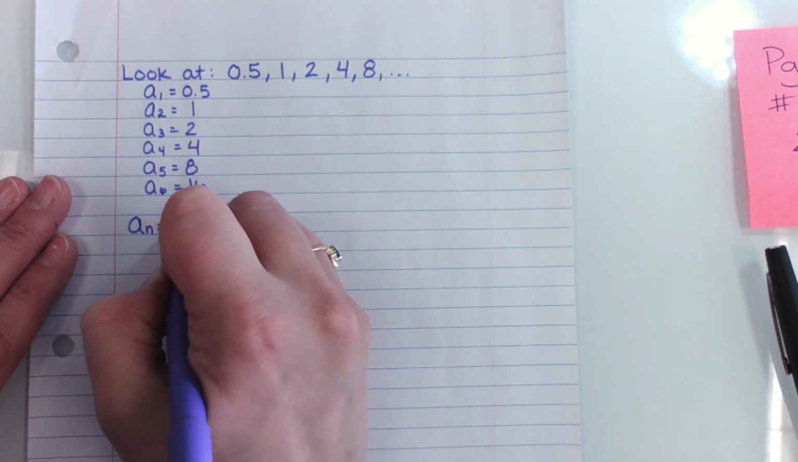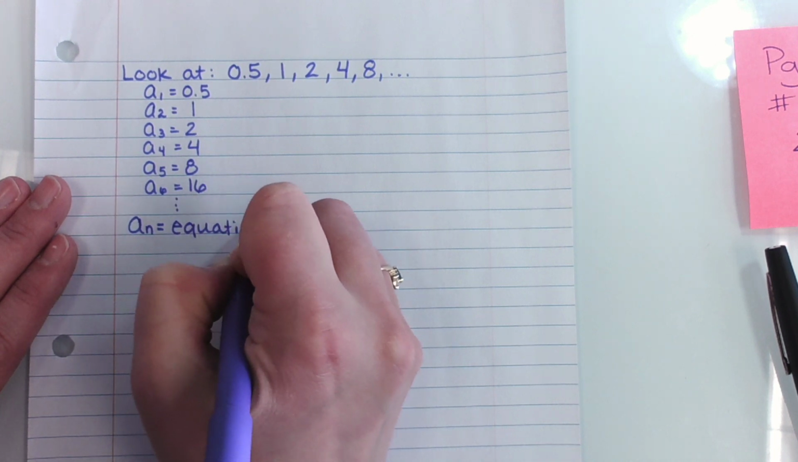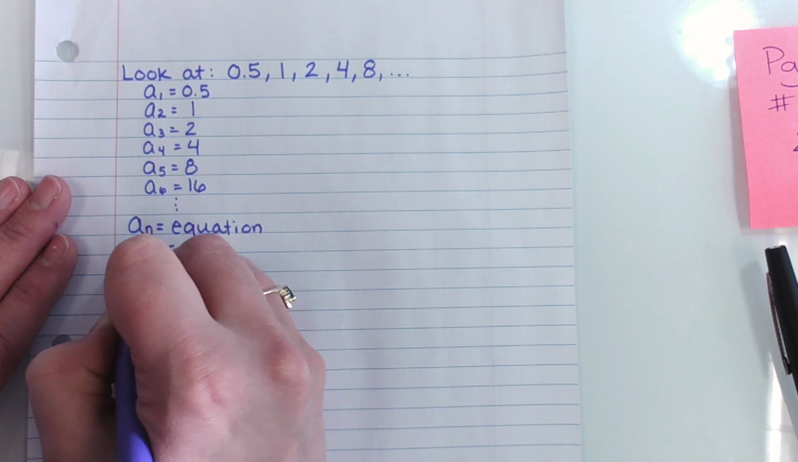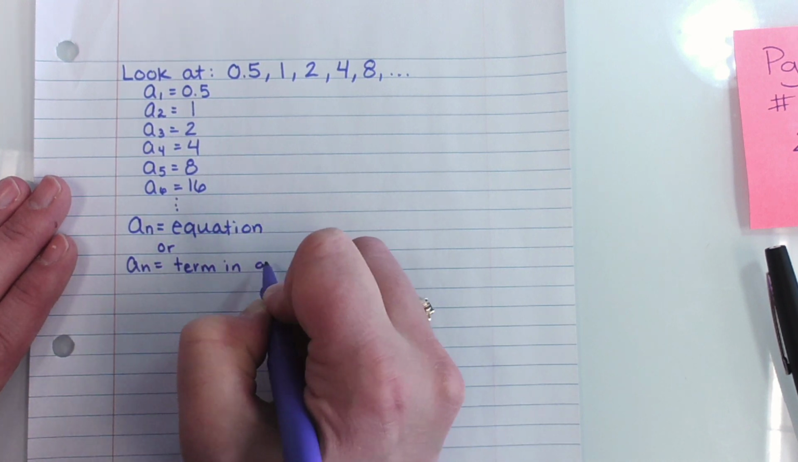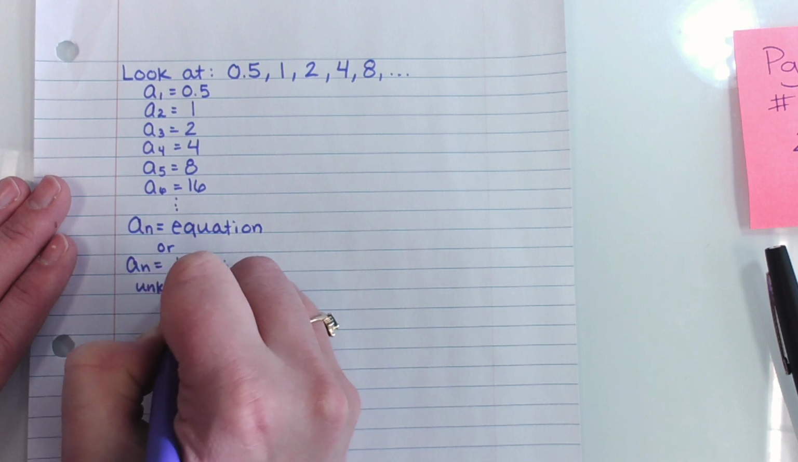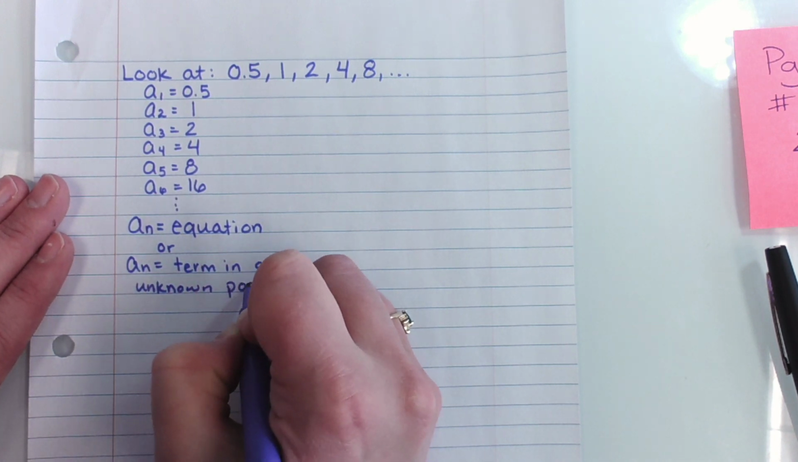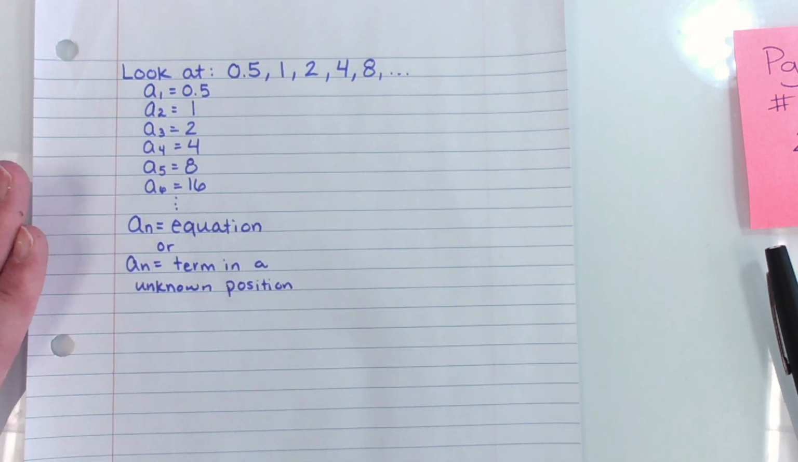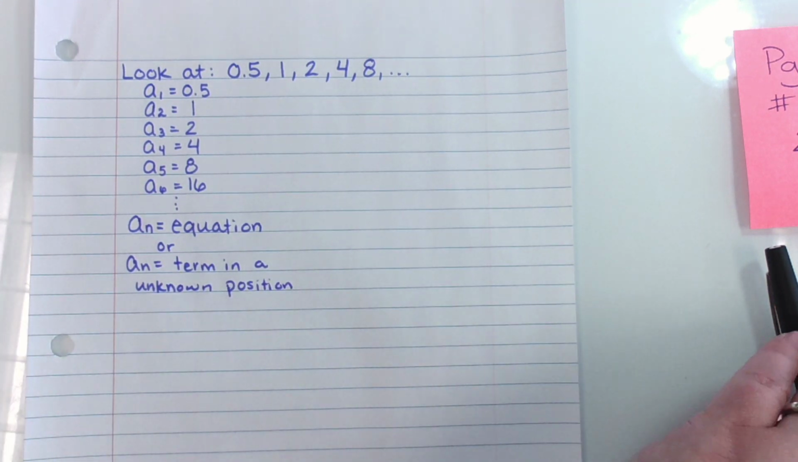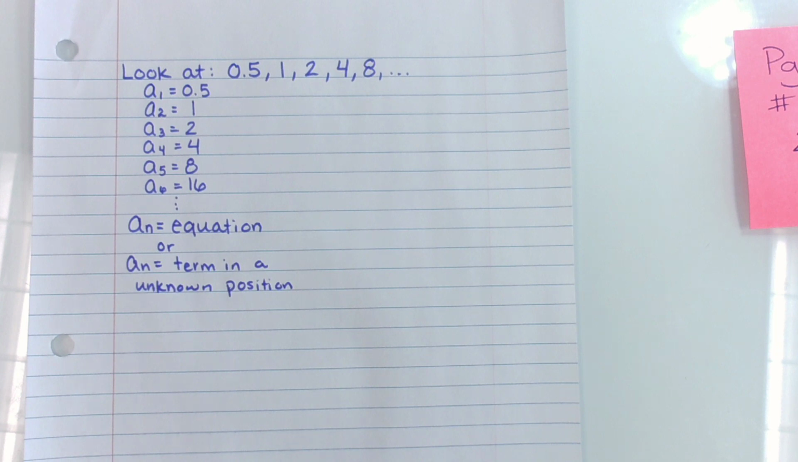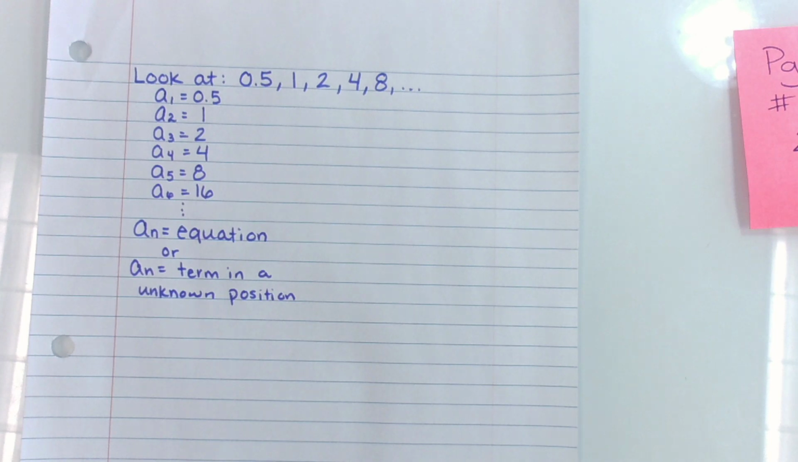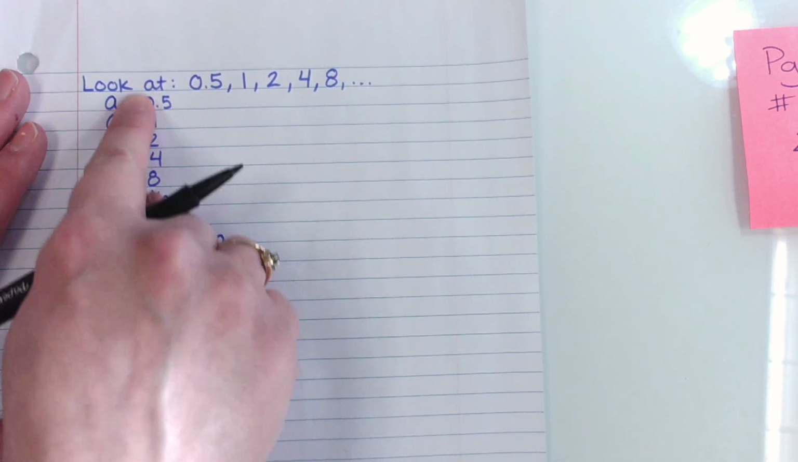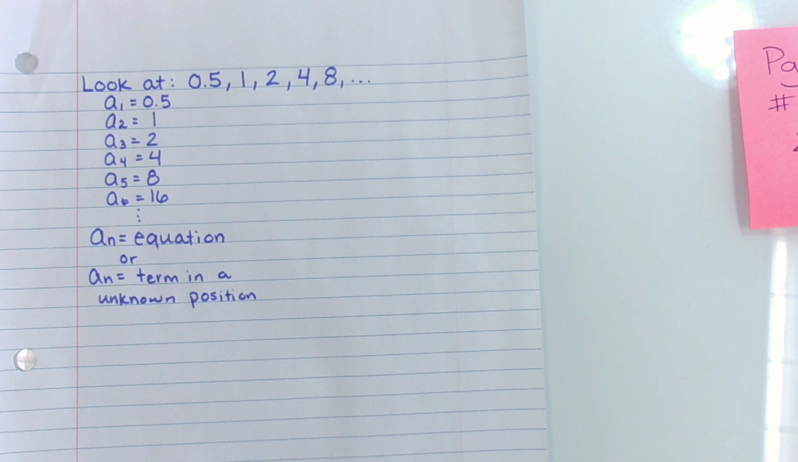I am going to emphasize this again. If I see A sub n, it is equal to either the equation or generally a term in an unknown position. Now, when you're graphing, you don't have to write this out every single time. I write this out because I'm essentially trying to practice the recognizing of that notation, because that's a huge thing throughout the chapter.